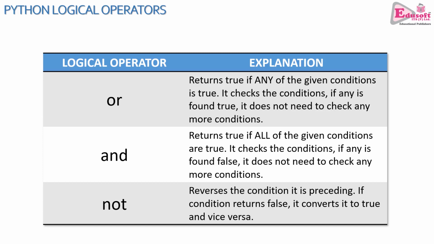The AND operator is just the reverse of it. It will return true only if all the given conditions are true. And if it finds any condition returning false, it will not check any further conditions and will return a false resultant value. The not operator will precede the condition and it will reverse the condition, whatsoever it is. If the condition is false, the not operator will make it true, otherwise false. So this is how logical operators work with decision making.